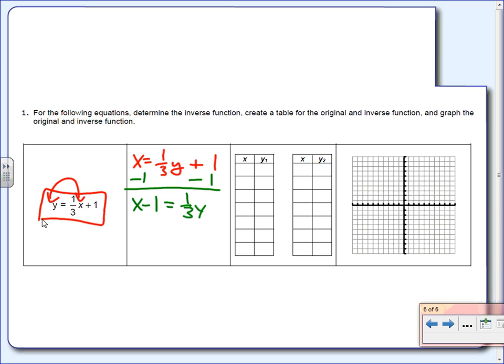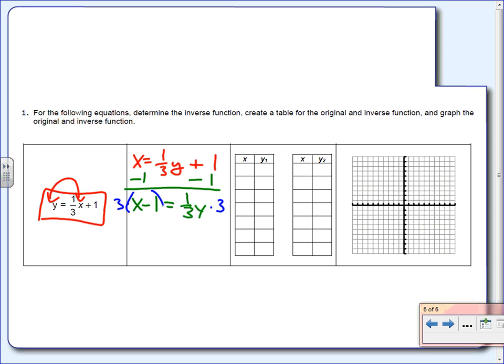Mike, what's the last thing I got to do if I want to get y by itself? Divide by what? Actually, that is correct. We could divide by 1/3. However, it's kind of difficult to divide by a fraction. So what I suggest instead is to multiply by 3, which is that 1/3 flipped upside down. But technically, you're not wrong there.